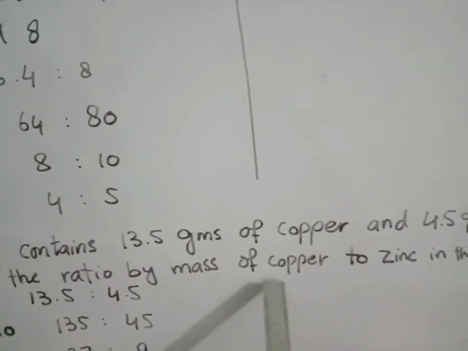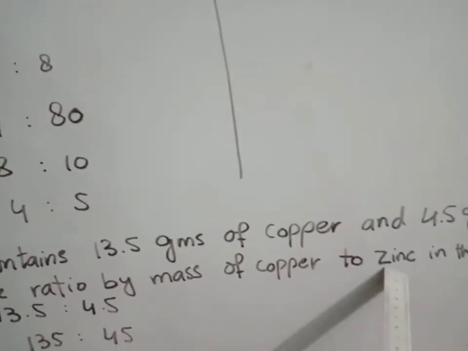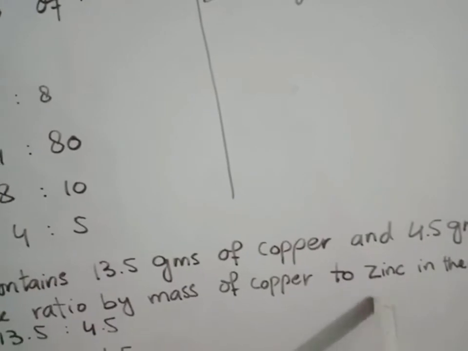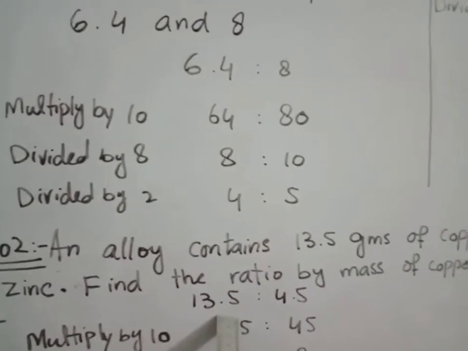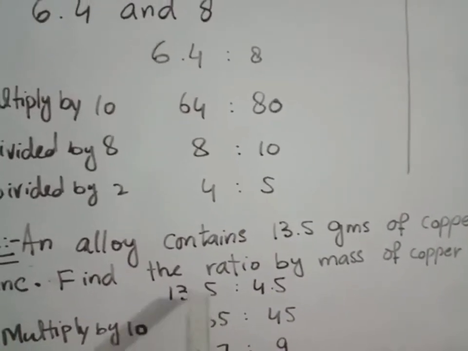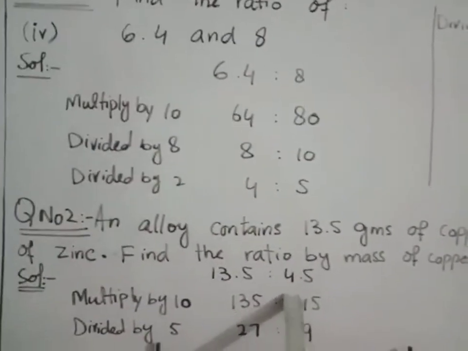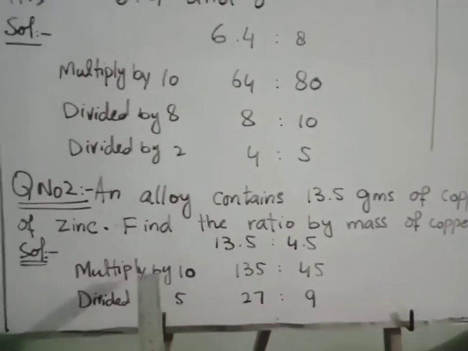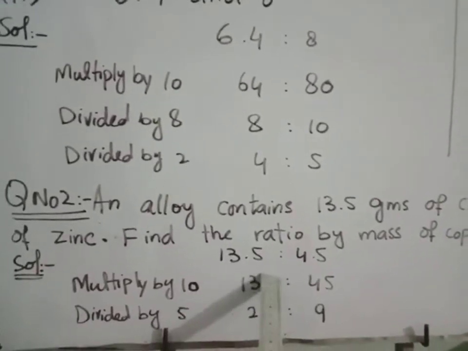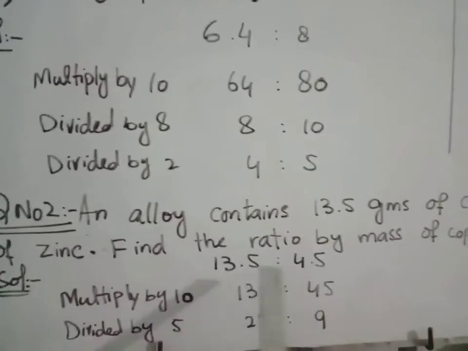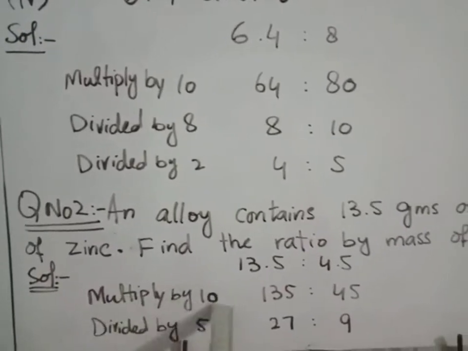Firstly you will write the mass of copper, then the ratio. After the ratio you will write the mass of zinc. So we will write here 13.5, which is the mass of copper, then ratio, the mass of zinc, which is 4.5. Now here is a decimal and here is also a decimal, one decimal place each. So for removing these decimals you will simply multiply by 10.